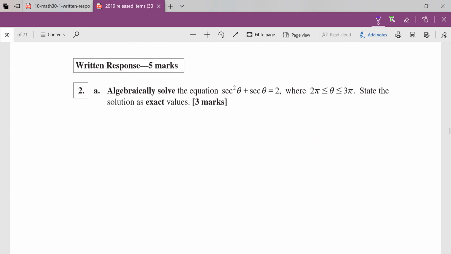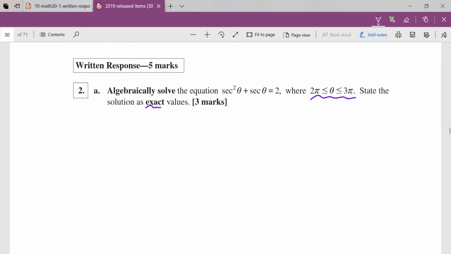Algebraically solve. So algebraically means you can't just stick it in your calculator. You won't get any marks. Solve the equation. Secant squared plus secant is equal to 2. And we've got our domain in radians and state the solution as exact values. So I'm expecting fractions as answers here, no decimals. Okay, so here we go.